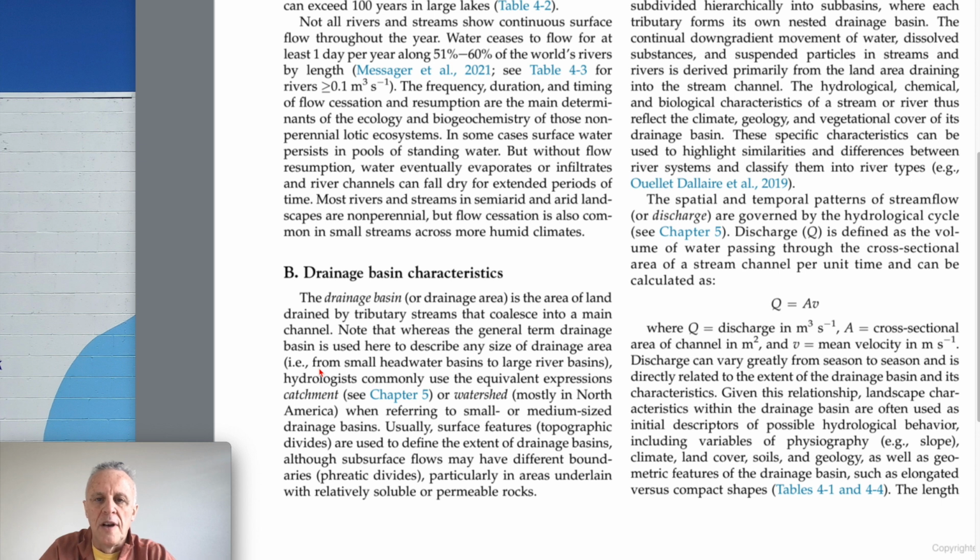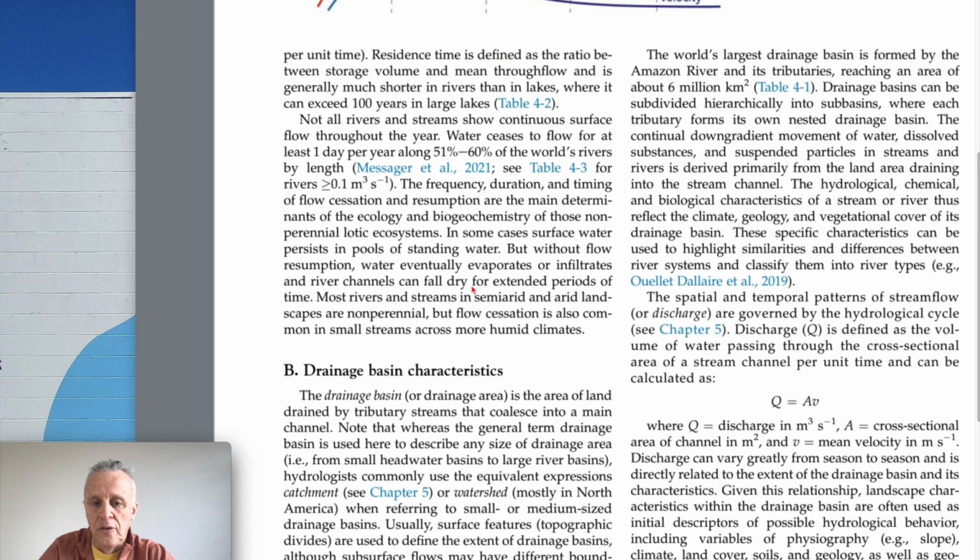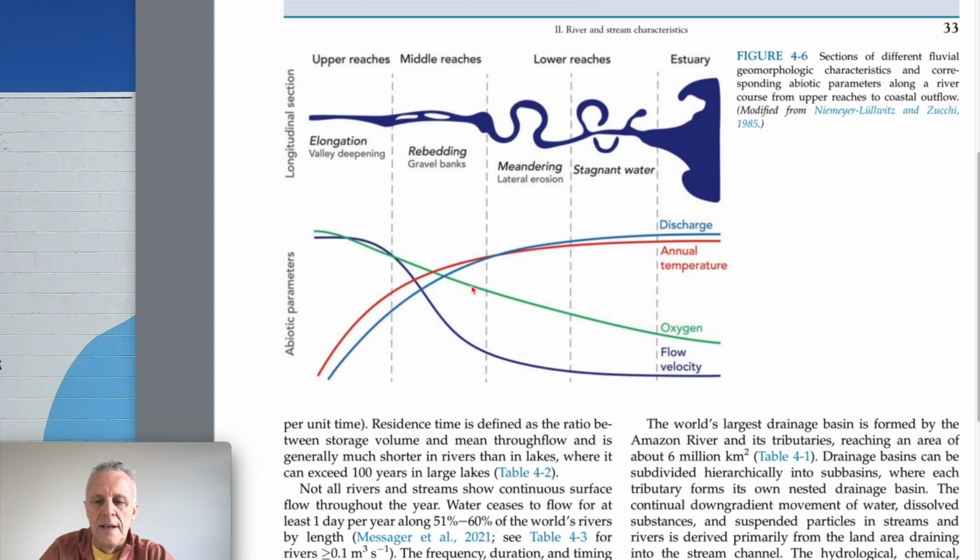Good day, everyone. We're reviewing Wetzel's Limnology textbook, edition number 4, chapter 4. Yesterday we focused on lotic ecosystems, which means flowing water ecosystems. Today we will be focusing on drainage basin characteristics. Before we embark on doing so, let's review a couple of figures and tables.